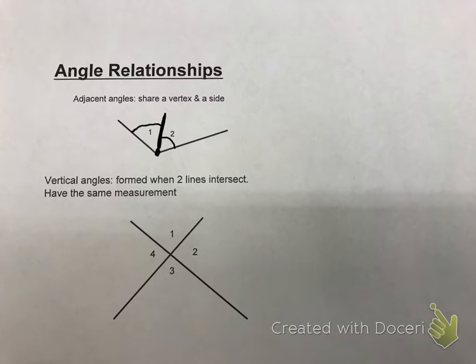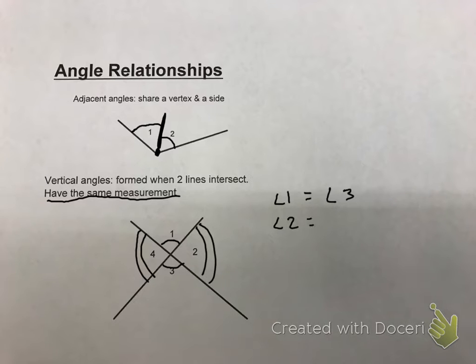Vertical angles, this picture here on the bottom, is going to be pretty common throughout this unit, okay? That's when two lines intersect. If angles are vertical, they have the same measurement. So in this picture, angle 1 and angle 3 are vertical angles, so they're the same. Angle 2 and angle 4 are also the same because they are vertical. So angle 1 equals angle 3, angle 2 equals angle 4. Every time you have two intersecting lines like that, it forms vertical angles. That will be true. Okay?